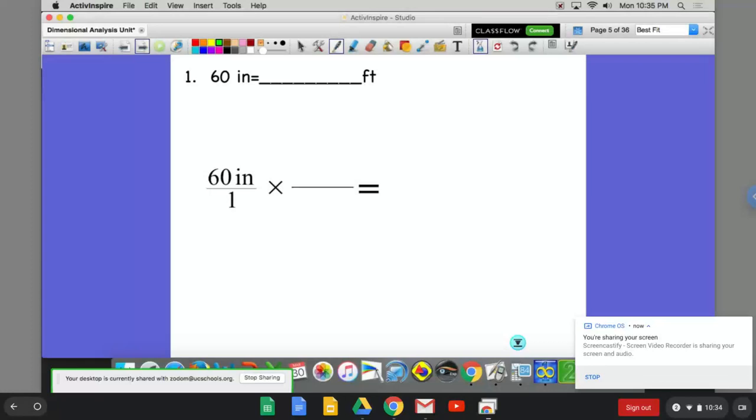Okay, so here are the examples for the dimensional analysis. Just continuing on from the introduction video that you just watched. Now, the first one we have: 60 inches equals how many feet?